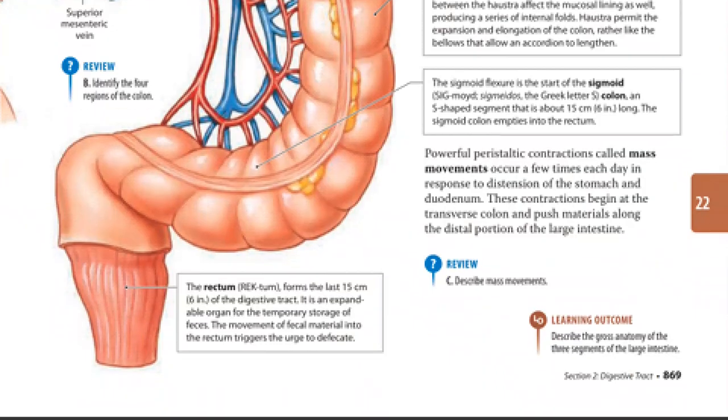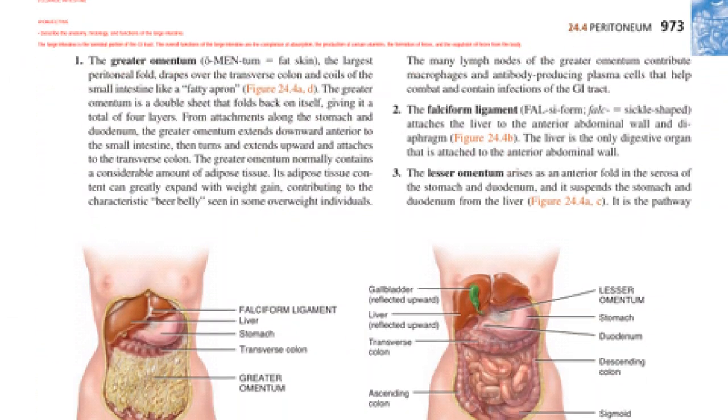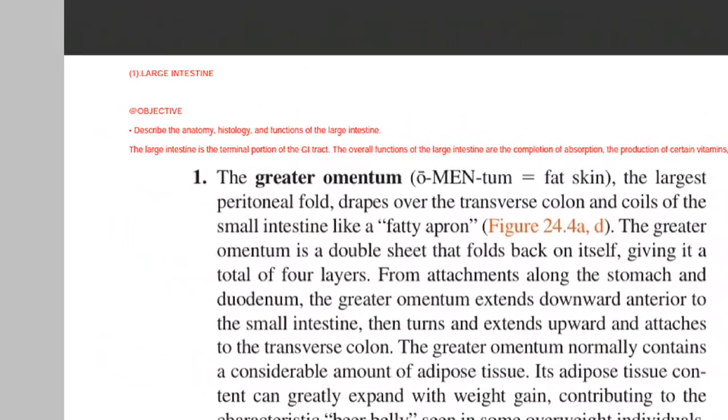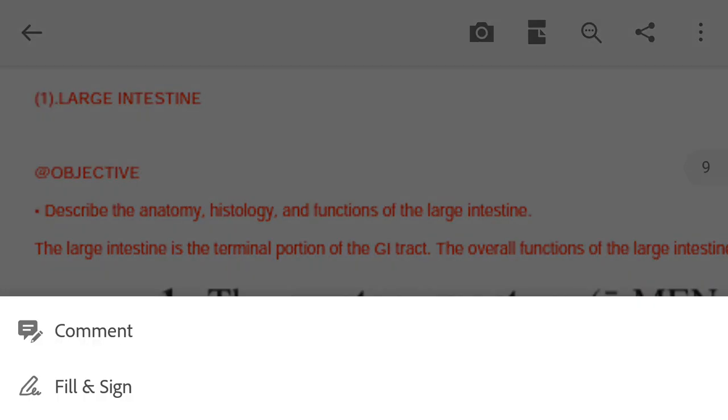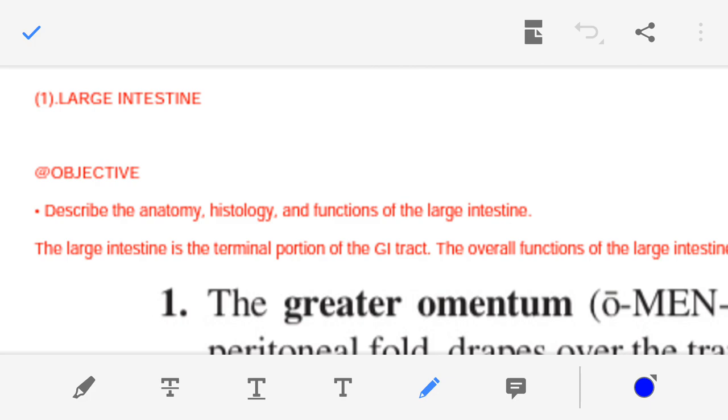First point. Large intestine. Objective: describe anatomy, histology, and functions of the large intestine. So you need to study all these three aspects: anatomy, histology, and function of the large intestine. Now, what is the large intestine? The large intestine is the terminal portion of the GI tract. So it is the end part or the final portion of the GI tract.